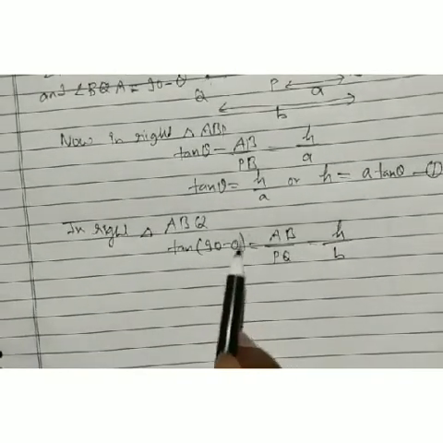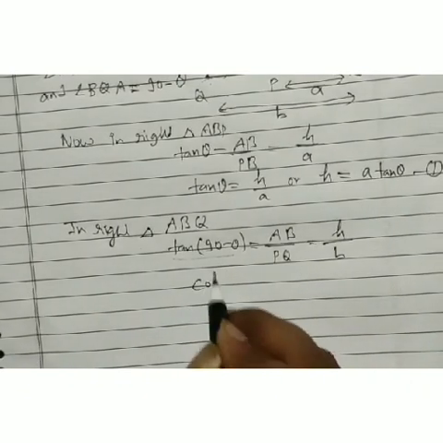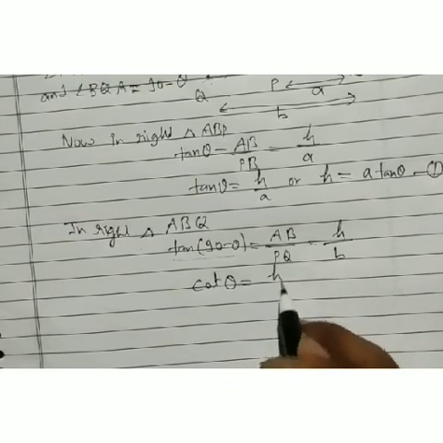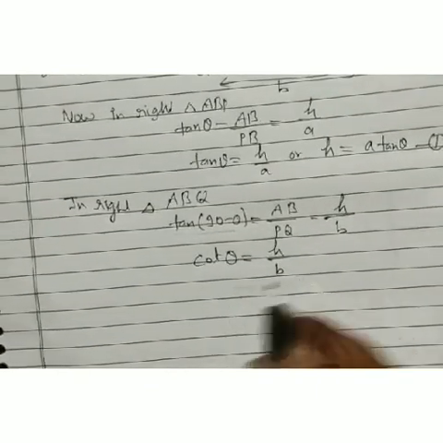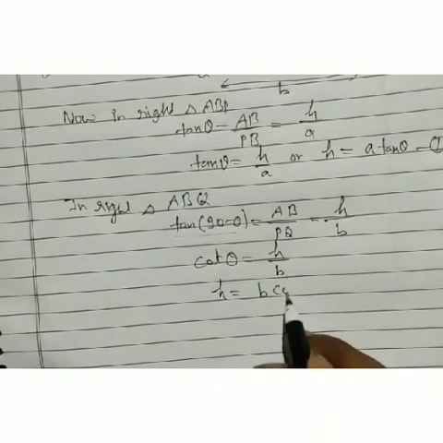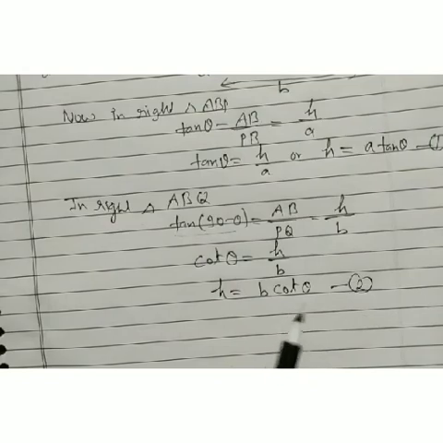Now we know that by complementary angles, tan(90 - θ) is equal to cot θ. Cot θ is equal to H by B. After solving this, we get our value of H as B cot θ. Take this as our equation number 2.